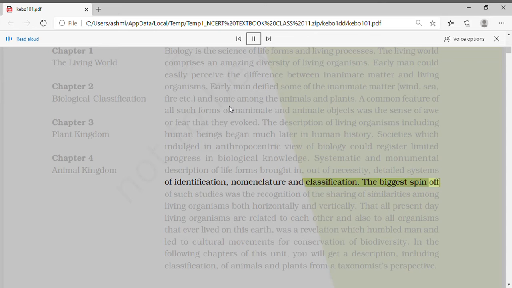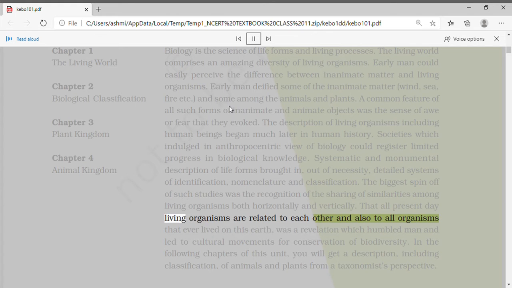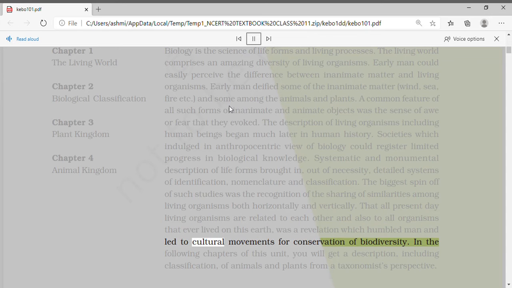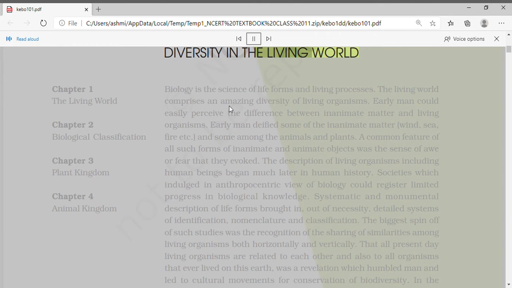The biggest spin-off of such studies was the recognition of the sharing of similarities among living organisms both horizontally and vertically. That all present-day living organisms are related to each other and also to all organisms that ever lived on this earth was a revelation which humbled man and led to cultural movements for conservation of biodiversity. In the following chapters of this unit, you will get a description, including classification, of animals and plants from a taxonomist's perspective.